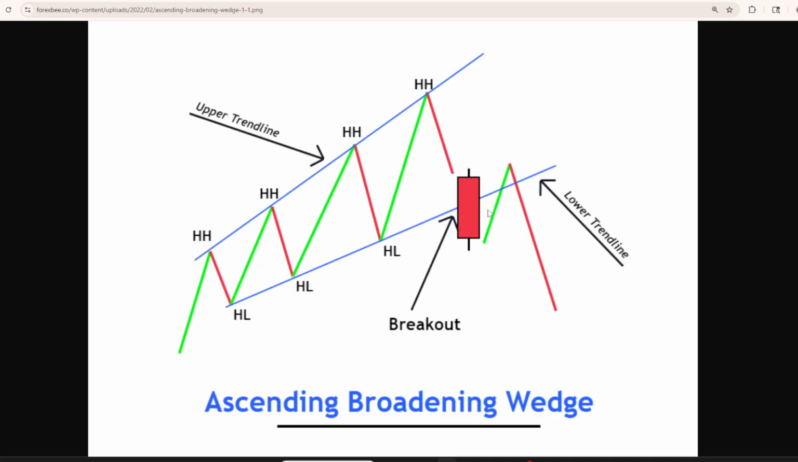Now, again, in theory, you can take a short on the break of the trend line. What I recommend doing is waiting for this higher low to be lost. It's much easier to manage your risk based on some clear horizontal level, okay? So these are both the descending and the ascending broadening wedge. These are reversal patterns, okay?